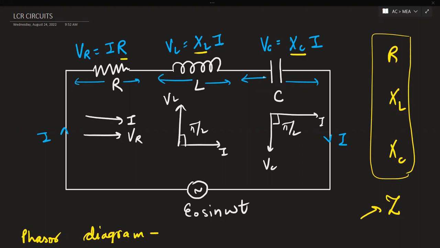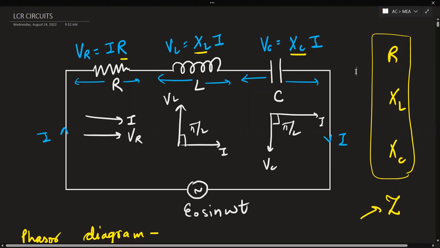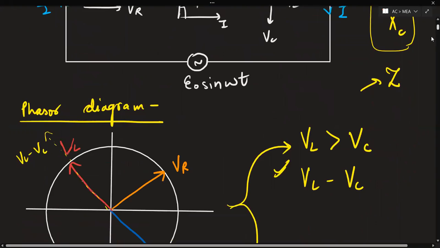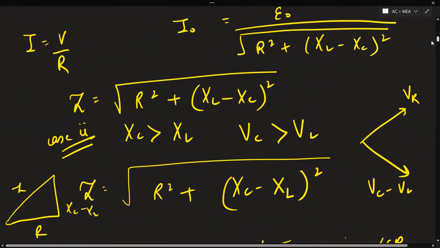So when we combined all these phenomena, we had two cases: whether the potential value for the inductor is greater than the capacitor, or the capacitor is greater than the inductor. Based on this, we concluded this formula: Z is equal to under root R square plus either (XL minus XC) whole square or (XC minus XL) whole square. You can remember only one formula. To avoid the negative sign, whichever is greater, subtract it to get a positive value.